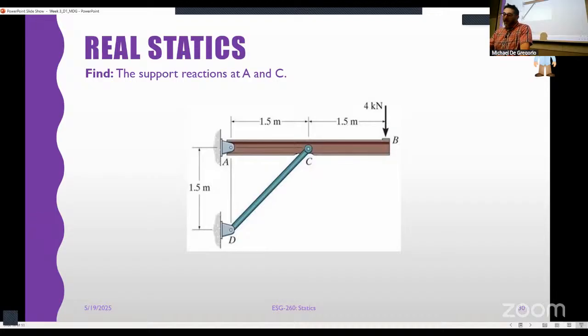Less of a problem. Why? What kind of reaction do we get from, what's the difference between point D and point C? They both look like pins, right? But what's the difference? There's a significant difference. The two-force thing.